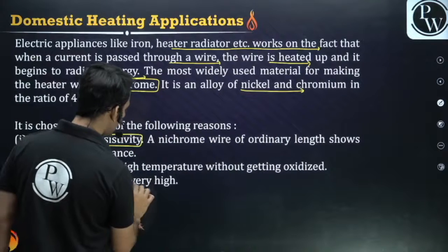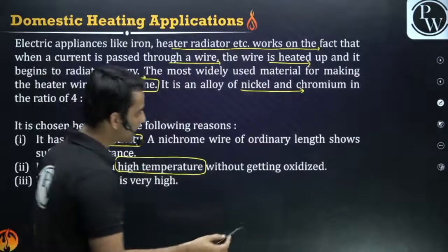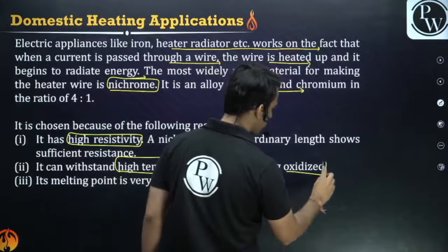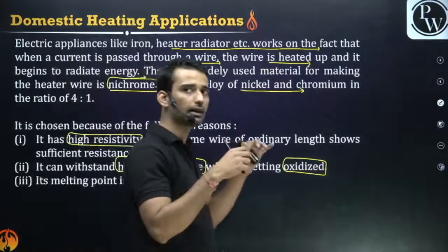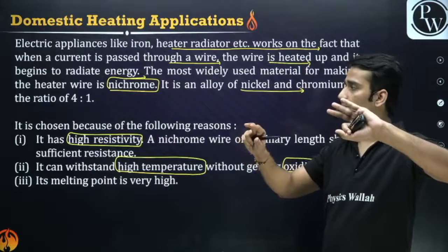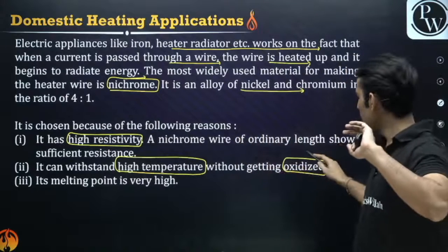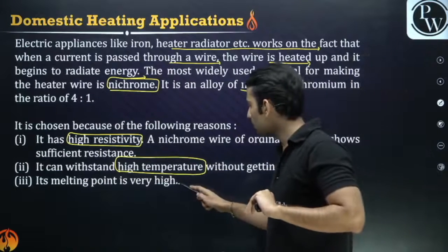It has a very high melting point. It can withstand high temperature without getting oxidized. Oxidized means if the alloy comes in contact with air, it will undergo a chemical reaction and will be damaged, kind of. Its property will get changed. So we don't want it to get oxidized at such high temperature. Also, melting point is high.